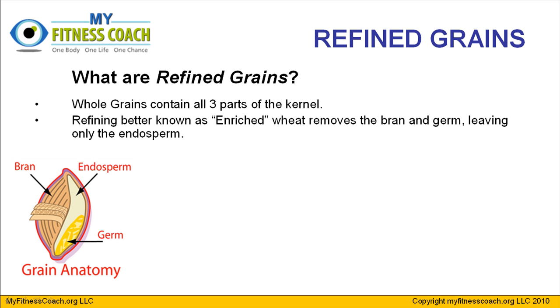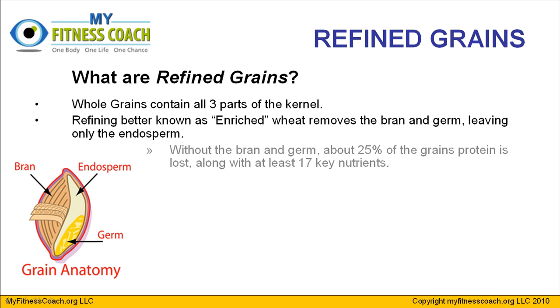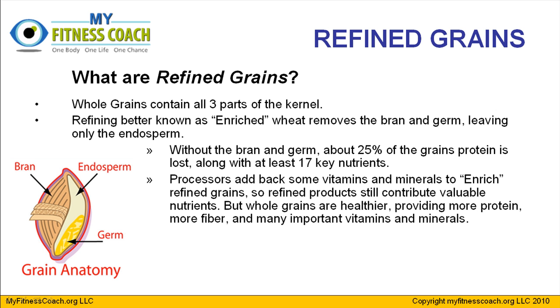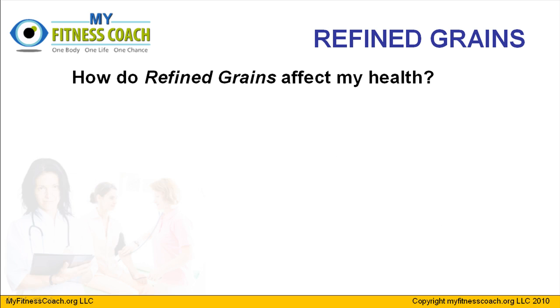So whole grains contain all three parts of the kernel, and that is key because refining, better known as enriched wheat, removes the bran and the germ, leaving only the endosperm. And this is bad because without the bran and germ, about 25% of the grain's protein is lost, along with at least 17 key nutrients. Processors do add back some vitamins and minerals to enrich refined grains, so refined products still contribute valuable nutrients, but whole grains are much healthier, providing more protein, more fiber, and many important vitamins and minerals.